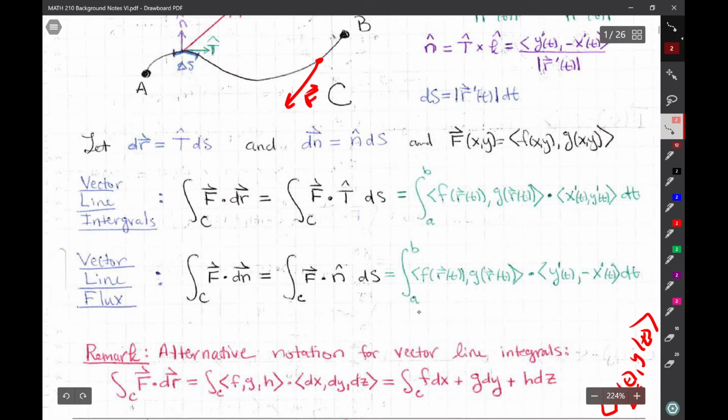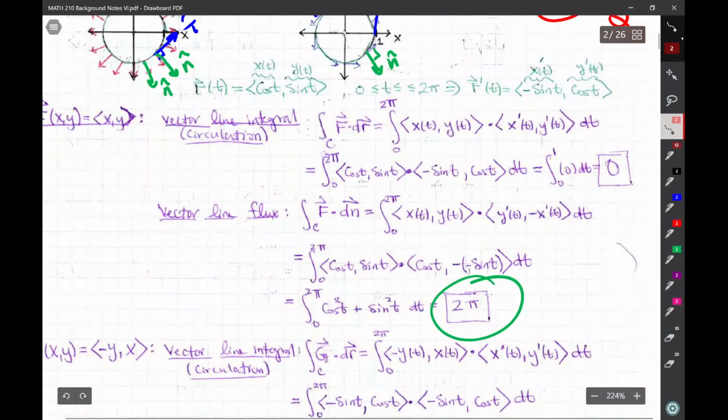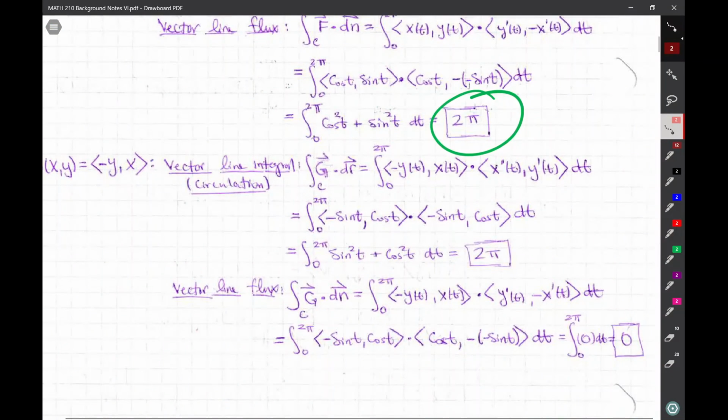And again, here's the formula that we used. Once you have your parameterization, you just plug it into your vector field and you compute. And we end up with these relations. So hopefully now your intuition is built around what the line integral means and the line flux means.